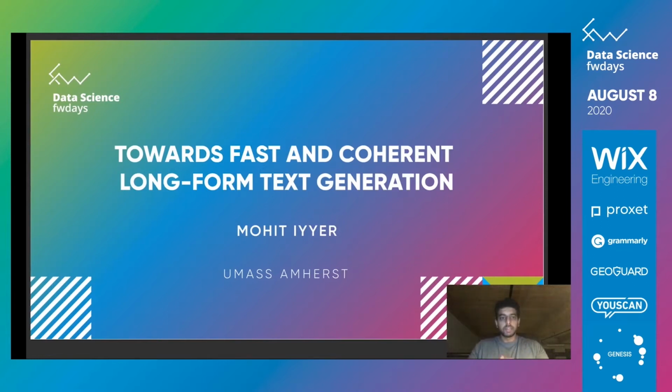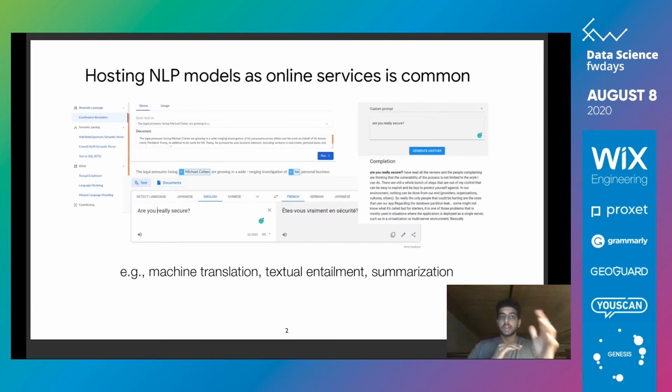So one common paradigm is, as a company, you might have an NLP model that you would like to host as an online service for users to query, and users can pay for these queries. So we have things like Google Translate or Allen NLP's web demos and so on as examples of this.